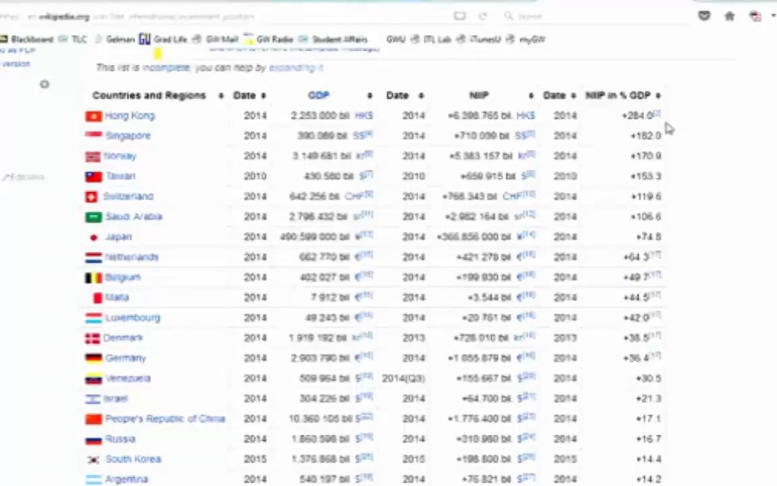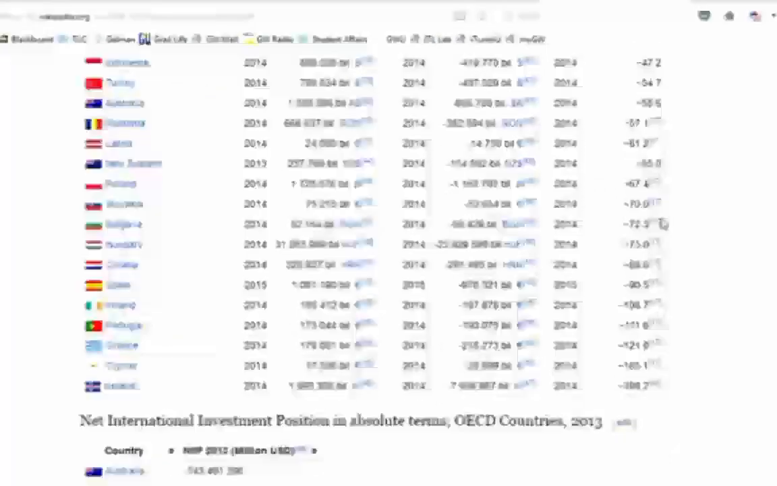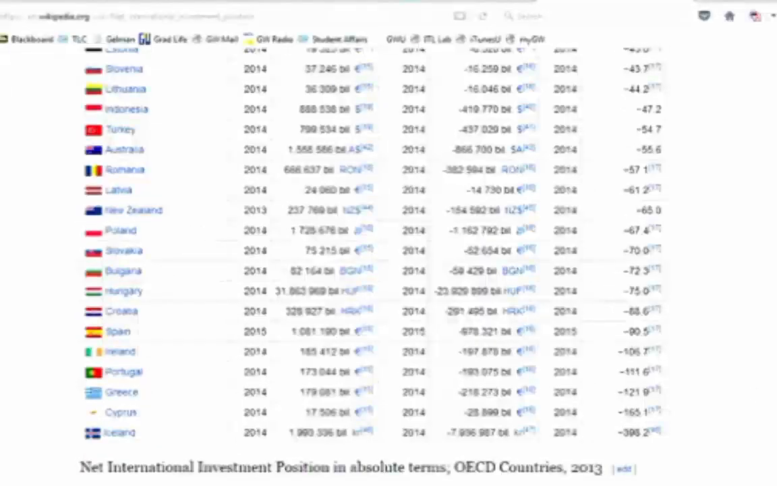Hong Kong has the highest creditor position at 284% of GNP. Singapore, Norway is next, Taiwan, Switzerland, Saudi Arabia, all have more than 100% of GNP. Those are the saving countries in the world. We don't care about that so much. Let's look at the borrowing countries.